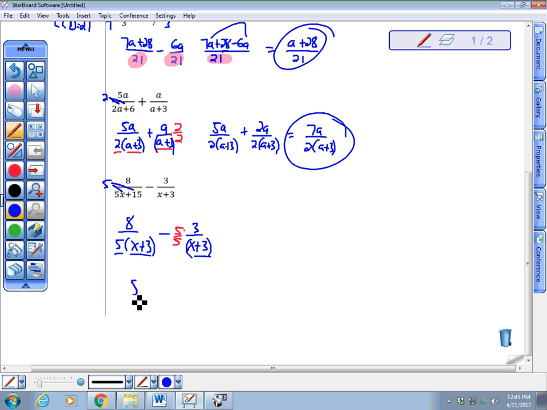So I will have the 8 still, and the 5 and the x plus 3, minus 15, and the 5 and the x plus 3. Adding and subtracting the tops, I will get 8 minus 15, which is negative 7 over 5 times x plus 3.